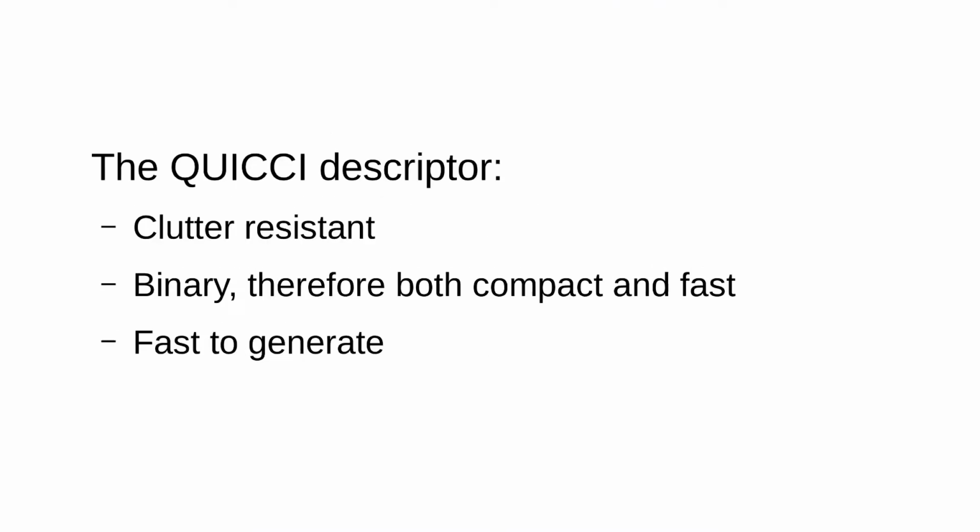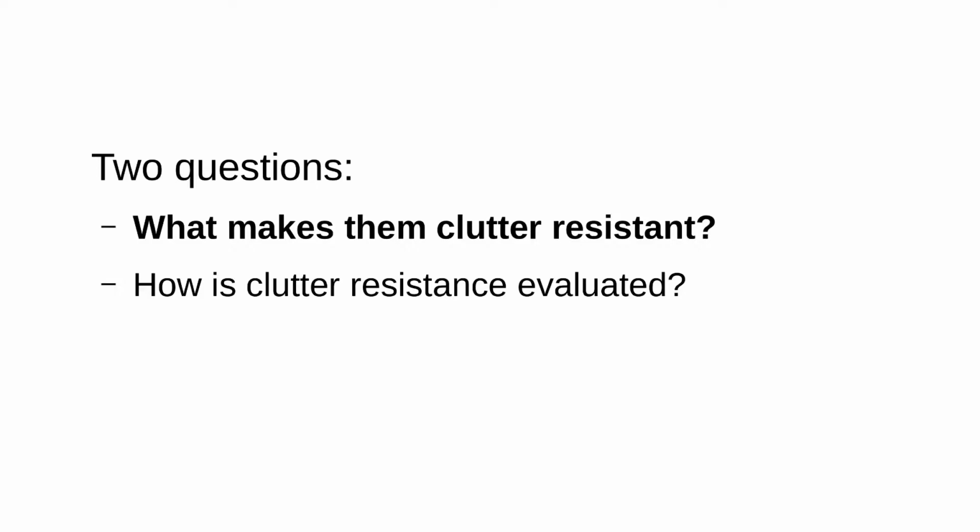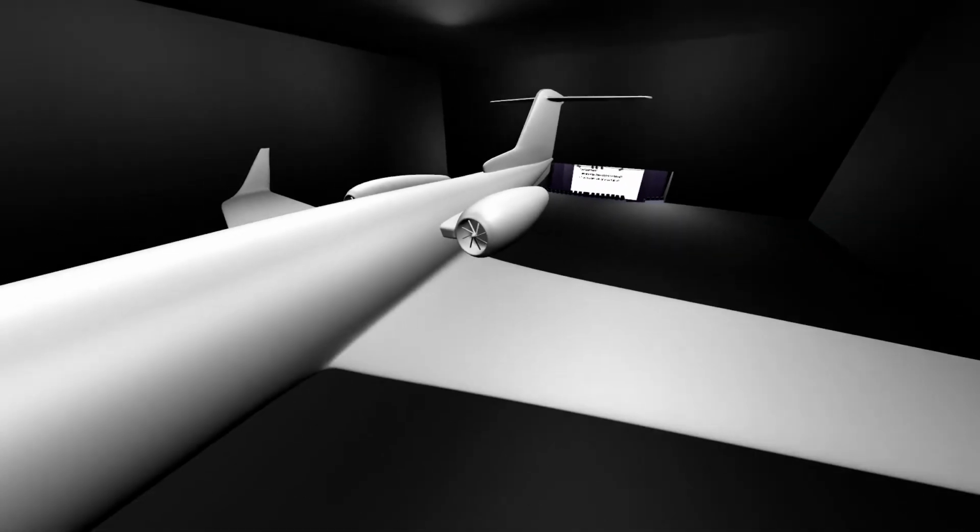In the paper, we present three main advantages of the Quickie descriptor: its resistance to clutter, the descriptor being binary, meaning it doesn't require much space in memory and on disk, and its generation being quite inexpensive. There are, however, two questions I would like to focus on in more detail. Specifically, how does it achieve its resistance to clutter, and how its resistance to clutter is evaluated in the paper. We'll start with clutter resistance, and for that we'll also be returning to the demonstration stage.